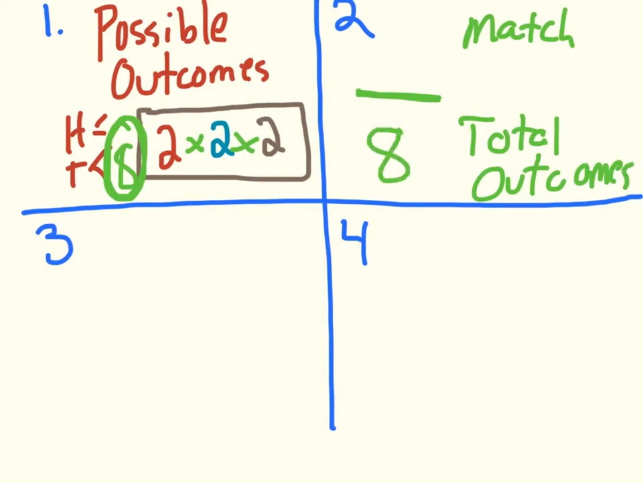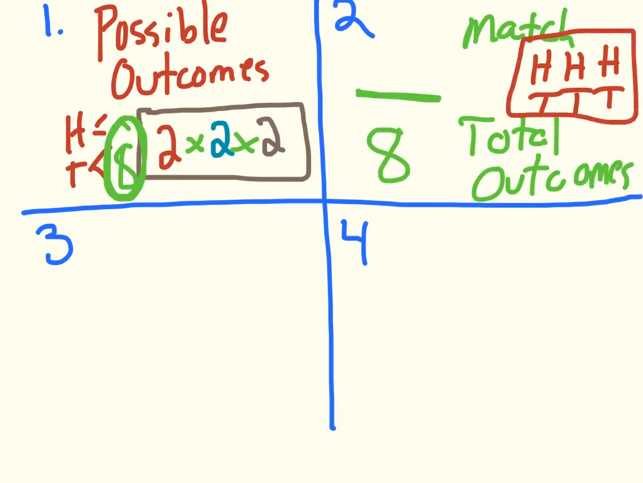Well, in problem 1, we talked about the total outcomes. It was 8 total outcomes. Now we have to figure out how many times I am going to match 3 coins together. If you think about it, there's only 2 different ways to match 3 coins together: heads, heads, heads, and tails, tails, tails. There are no other ways to match 3 coins together. Therefore, my theoretical probability is 2 out of 8 times.